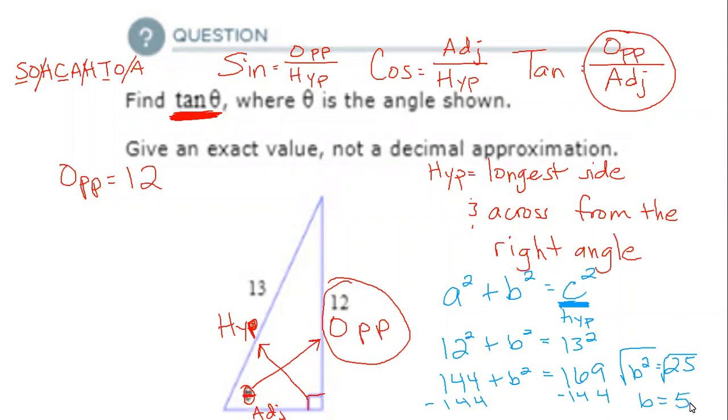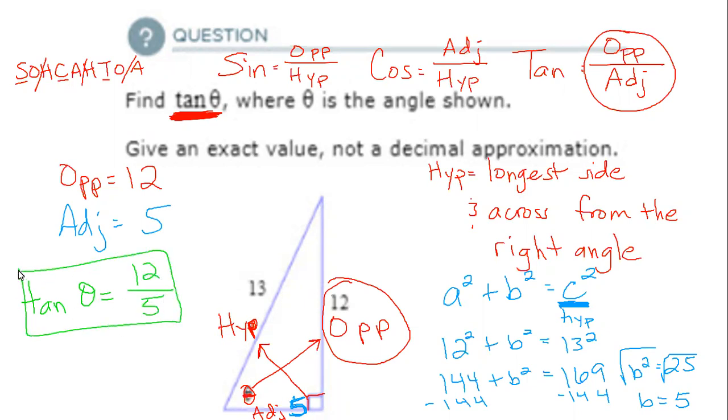Now, when we take square roots of things, a lot of times we will include the positive and negative answers. In this case, there is no need because length will not be negative. Length will be positive, and so I only need to worry about the positive 5. Now that I know that that side right there is 5, my adjacent side is 5 units long, I now have enough information to write my final answer. Tangent of theta is equal to opposite over adjacent. And that is my final answer. So I did have to use the Pythagorean theorem in order to find the missing side. And that is how you use that.